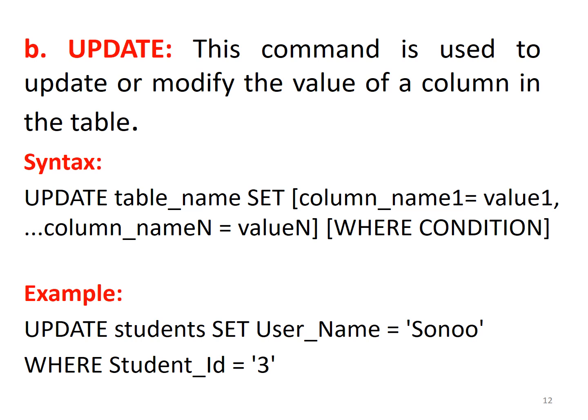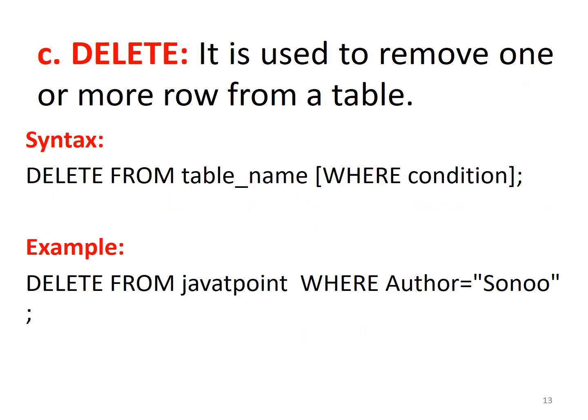Example: update student set user_name. So we already have an author name, and the username column is available. Now we want to update the username where student ID is equivalent to 3. So wherever the student ID is equivalent to 3, we want to set the new username equal to SONOO.